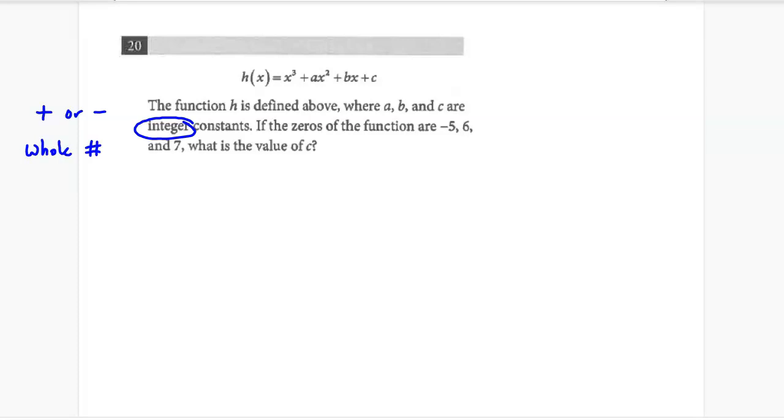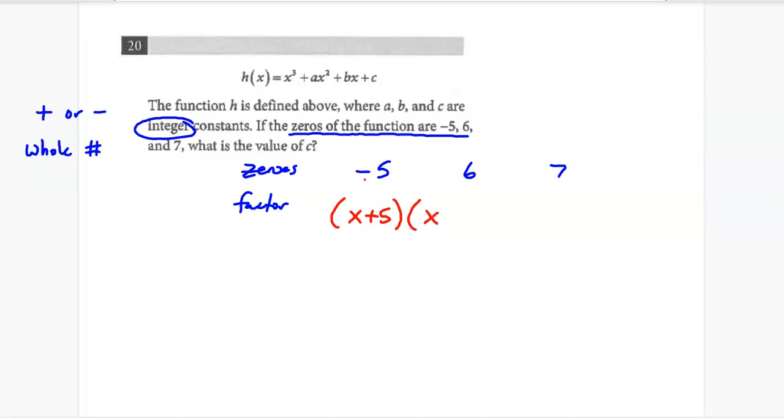If the zeros of a function, so this is an important concept, the zeros of a function are negative 5, 6, and 7. All right? Well, if those are our zeros, we know that we have factors that are the opposites of those. It's kind of similar to what we did in the last problem. We know we have a factor of x plus 5 because negative 5 makes that 0. We know we have a factor of x minus 6 because 6 makes that one 0. And then we know we have a factor of x minus 7.